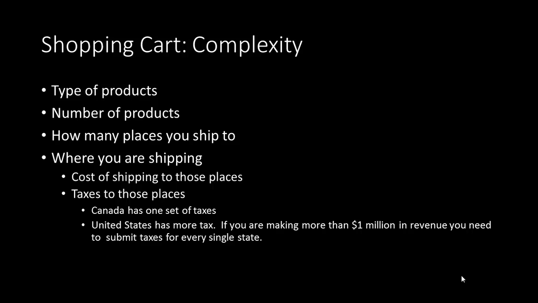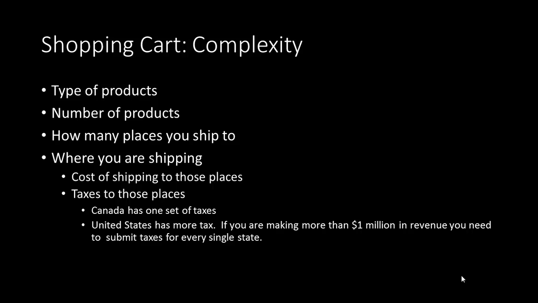Another thing to consider is the taxes of those places. So if you're just sending it through Canada, and you just want to send it to, let's say, Ontario, then you just have to deal with one set of taxes. Whereas if you're shipping into the States, then you need to think about all the different tax centers that might be in there. The States also recently passed a law that if you're doing more than $1 million towards a business, then you now need to submit taxes to each and every individual state. So that can get quite cumbersome.